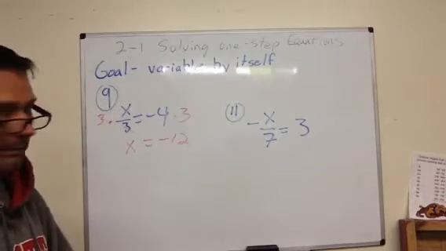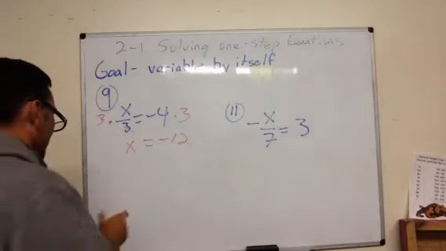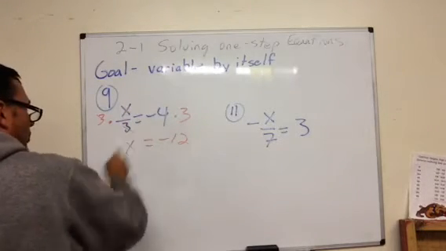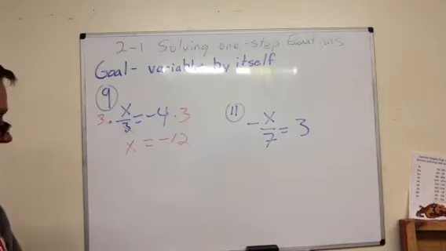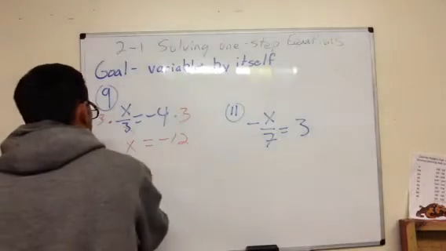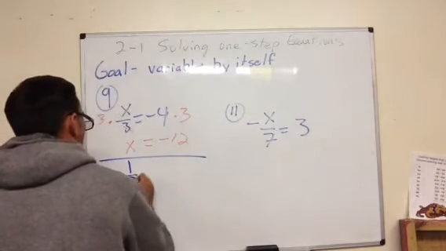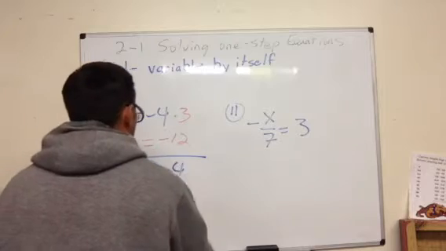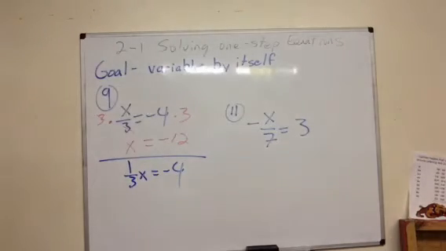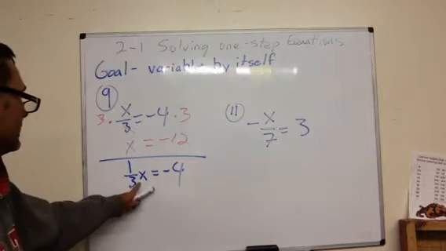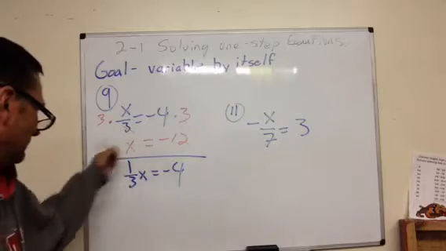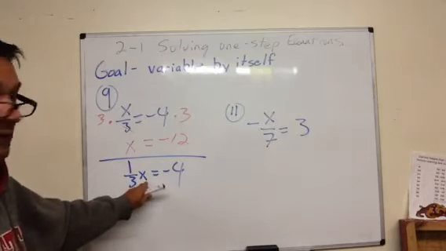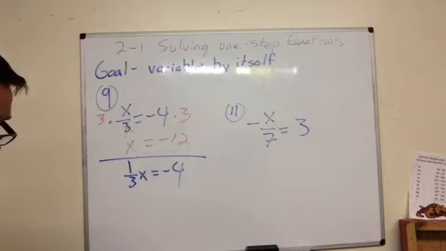And there's our answer. Now I want to explain this another way. This x over 3, you notice there's no number in front of the x. There's an invisible 1 there. Let's think about that as being written as 1/3 x equals negative 4. It's the same exact problem. I actually prefer writing it this way, and on my test, I would probably write it like this.